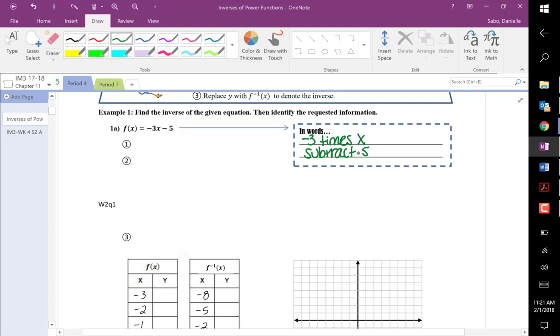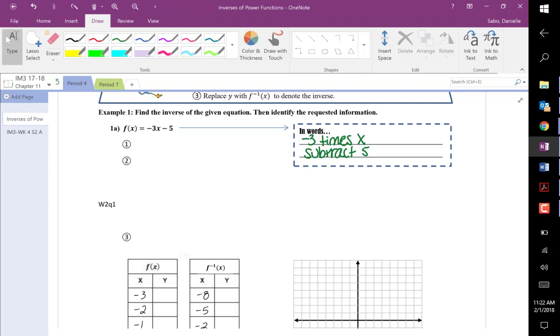So when you do inverses, it's the opposite. Okay, so when you end up at the very end of your answer here, the inverse function should have adding 5 to it, and it should be having divided by negative 3 in it. Okay, that's kind of how this works. You should have the opposite.